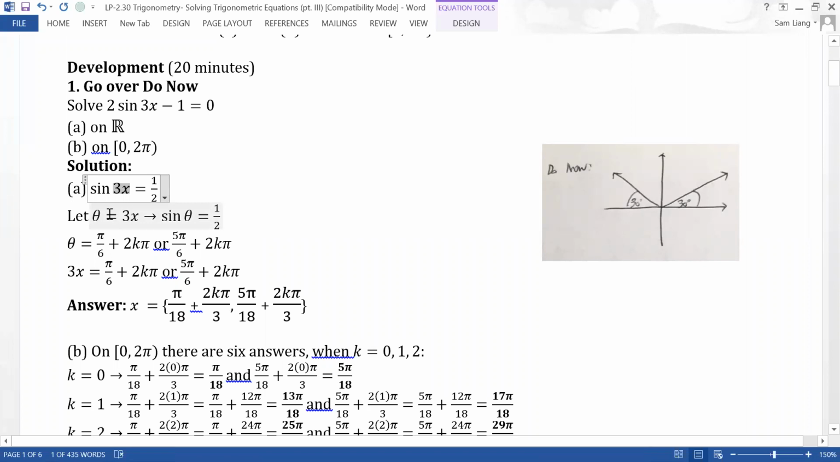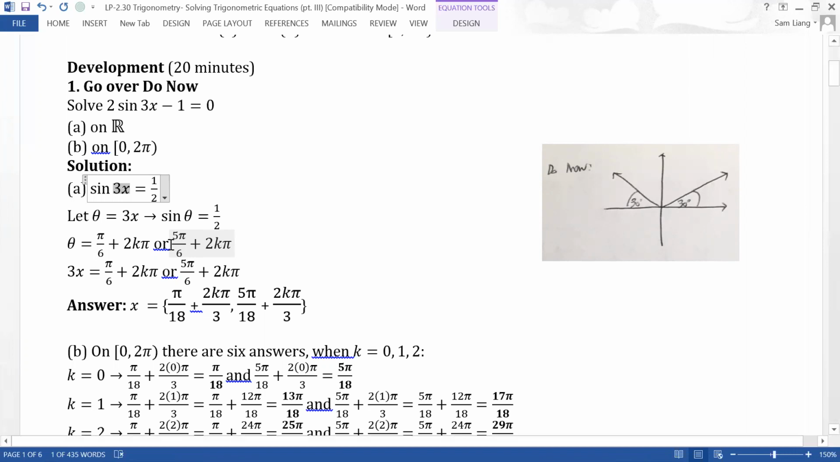Okay, so we have let theta equal 3x. So this equation will become sine theta is 1/2. And from there, you should realize that the angle theta is going to be 30 degrees or 150 degrees, right? So theta is pi over 6, that's 30, or 5 pi over 6, that's 150 degrees. And then, since we're solving for all real numbers, to generalize for all solutions, we add 2k pi. If you remember from last week, that's like adding 360 degrees, 720, 1080, etc. And also like negative 360, negative 720, etc.